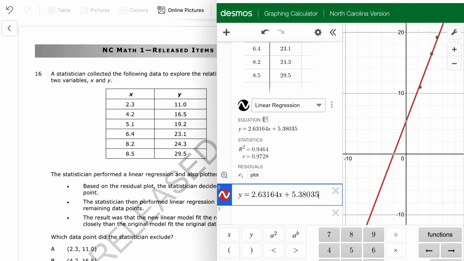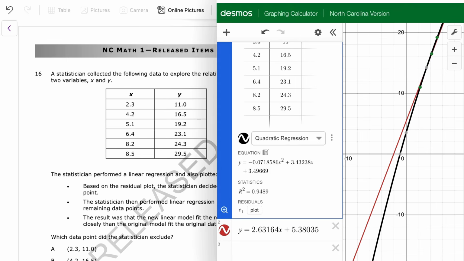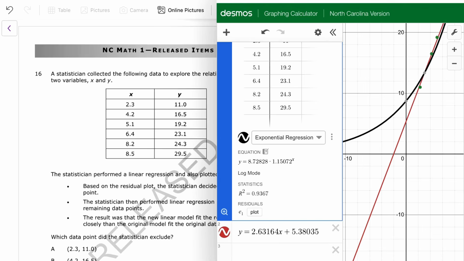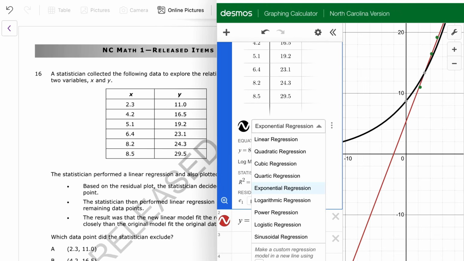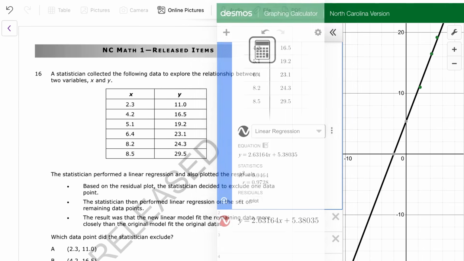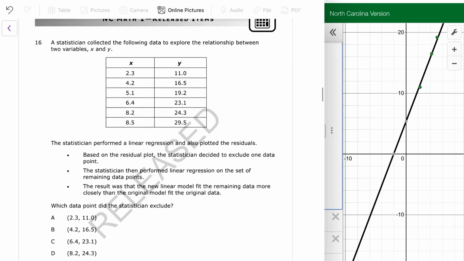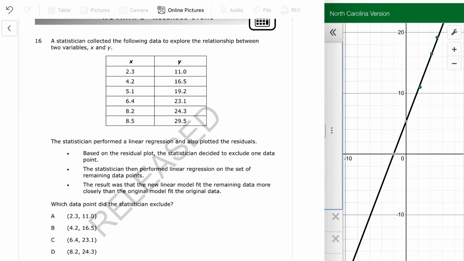Now, if you wanted to check out all the other different types of regression, you literally just change them. There's quadratic, there's exponential. Those are the only things that are covered in Math 1, but mostly you will see linear regression, and that's what we're going to see here. Because it says they perform a linear regression and plotted the residuals. Now, a residual is the distance a point is from the line itself.